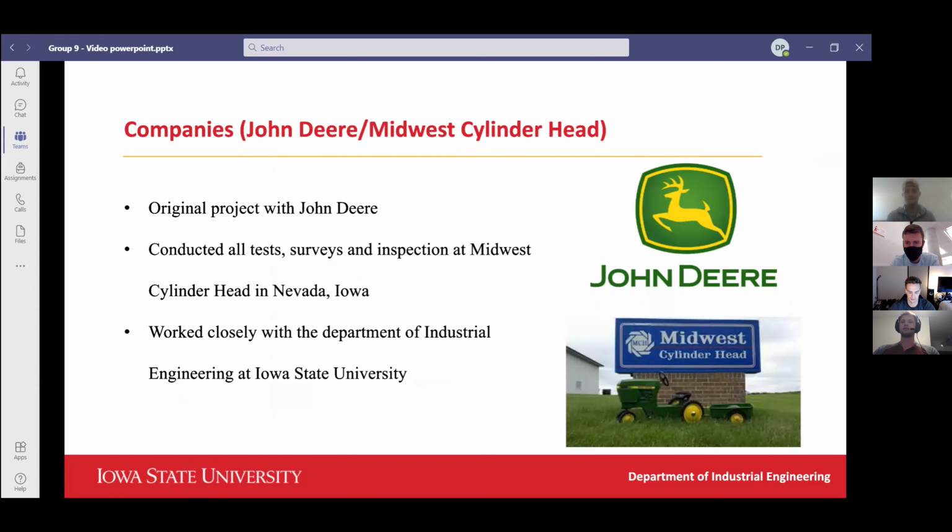So just talk about a little bit of what we did for our project. We worked mainly with two companies. First, we worked with John Deere. This is who our original project was with. But due to certain constraints and the distance from Iowa State to the facility in Springfield, Missouri, we decided to do all of our testing, surveys, and inspection at Midwest Cylinder Head in Nevada, Iowa. It's a remanufacturing facility about 10 minutes away from Iowa State University. We also worked closely with several faculty members within the industrial engineering department.